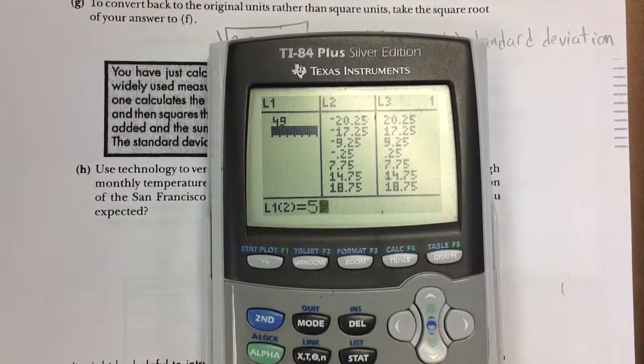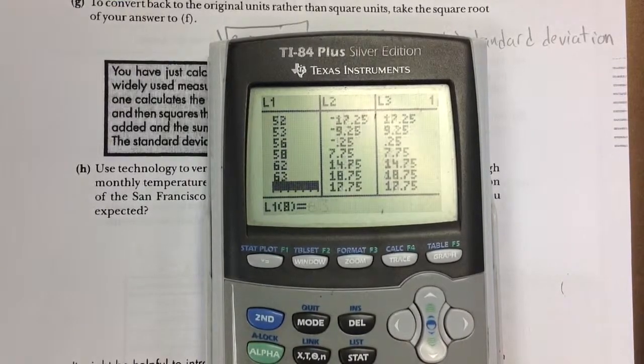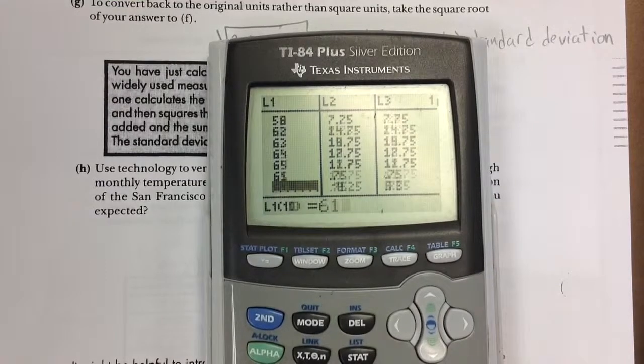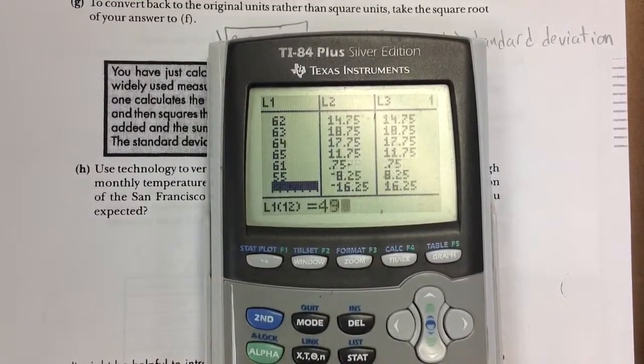49 degrees in January, 52 degrees in February, 53 degrees in March, 56 degrees in April, 58 degrees in May, 62 degrees in June, 63 degrees in July, 64 degrees in August, 65 degrees in September, 61 degrees in October, 55 degrees in November, and 49 degrees in December.